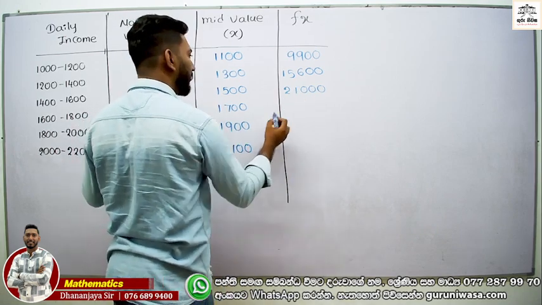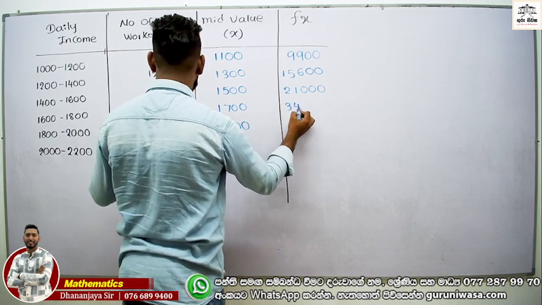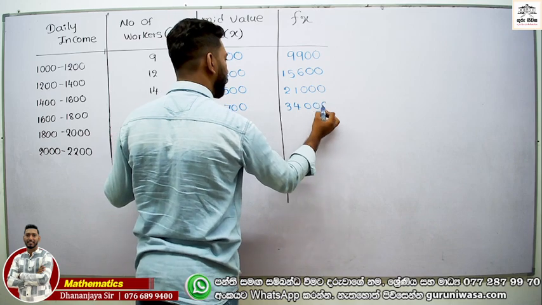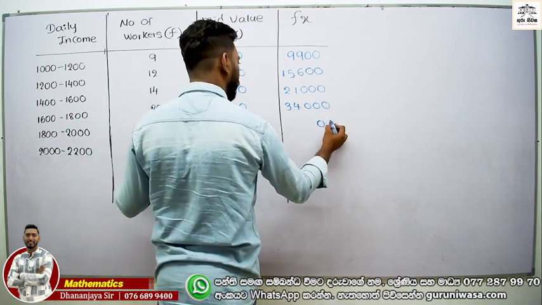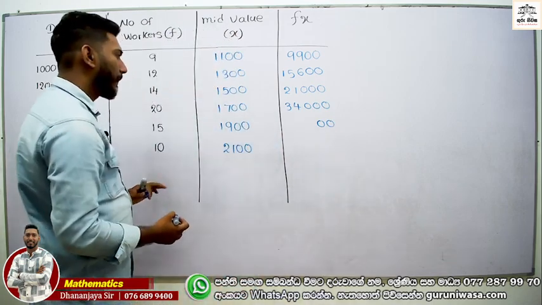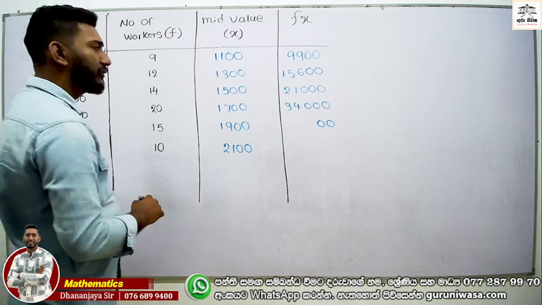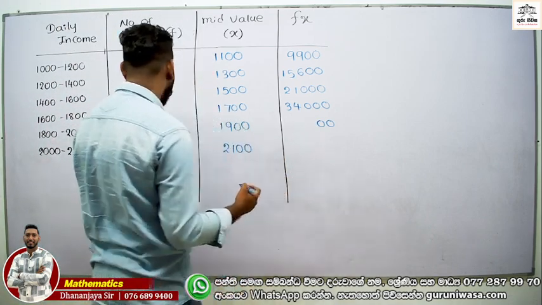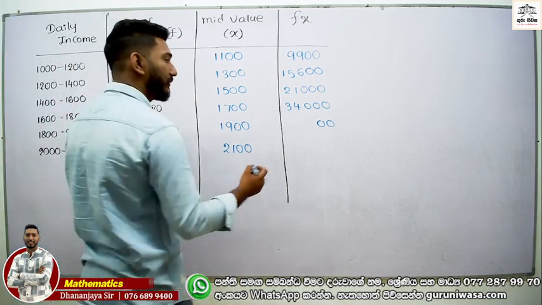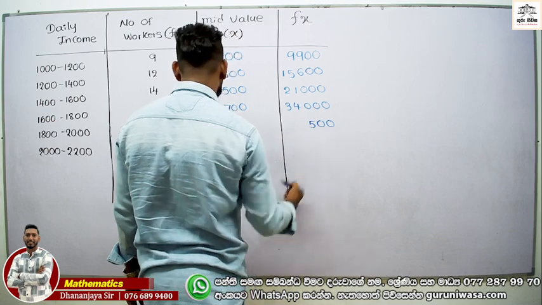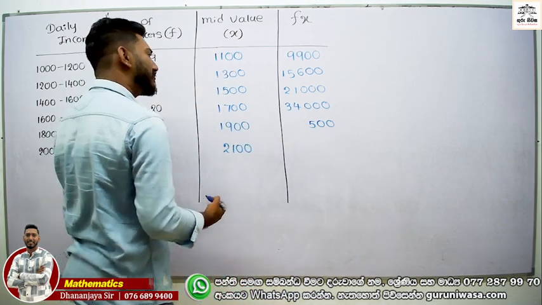And 20 times 1700 is 34,000. And 15 times 1900 is 28,500. Yeah, 9 times 5 is 45, and you know this, 45. And 9 times 1100 is 9900.